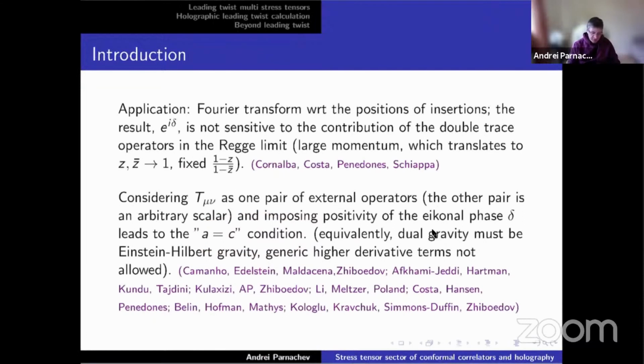And of course, in gravity, that was derived by Camanho, Edelstein, Maldacena, and Zhiboedov by imposing causality of the theory. And then in the CFT language, that was shown to be the case in a number of papers. And technically, the main issue here was decoupling the double trace operators.